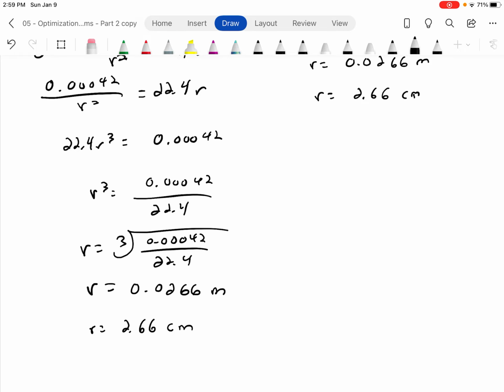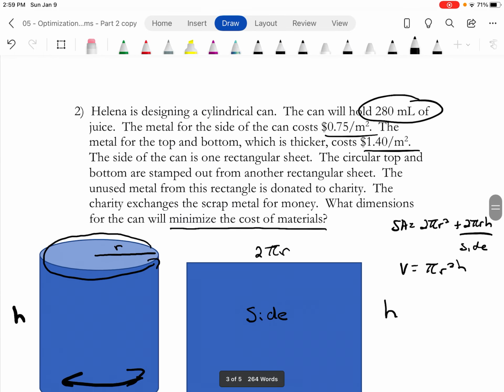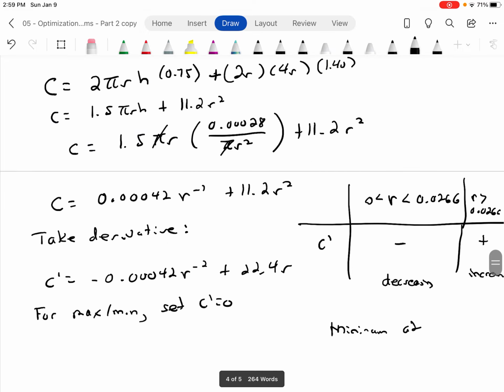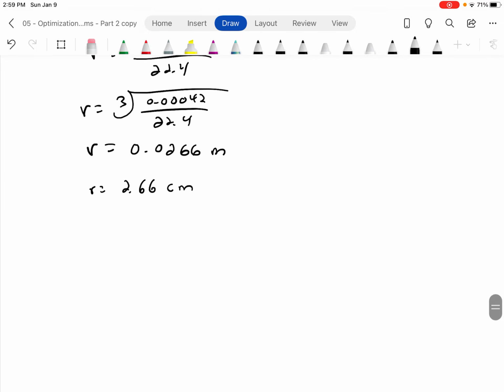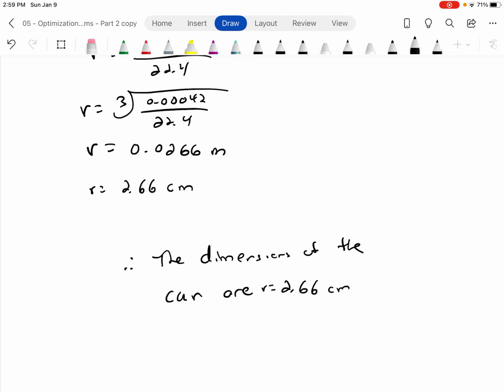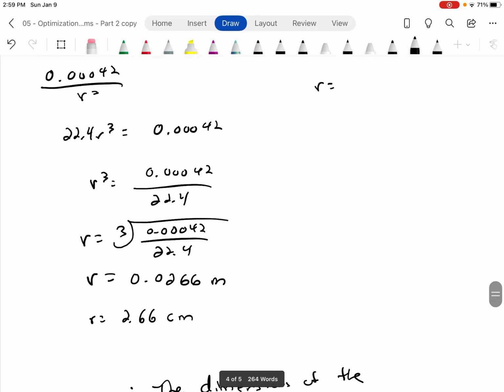Now, how do I get the height? Because the question said, let's make sure we answer the question, what dimensions for the can? So therefore, the dimensions of the can are R equals 2.66 centimeters. And I wouldn't mark it wrong if you wrote R equals 0.0266 meters, but I think most people want that in centimeters so they can get a perspective of what's going on here.